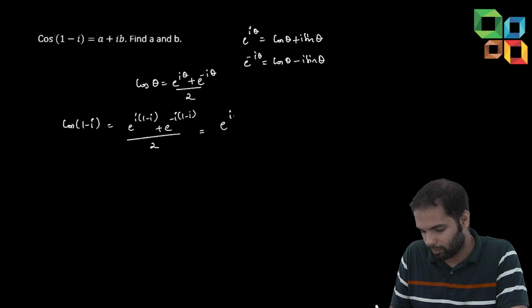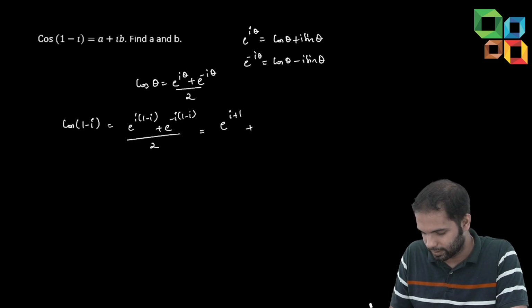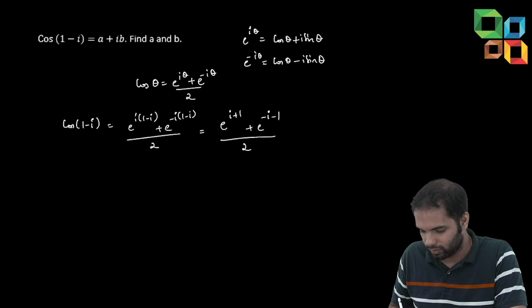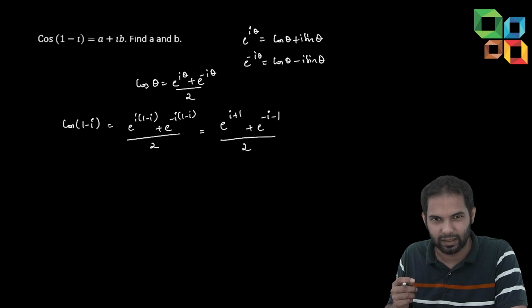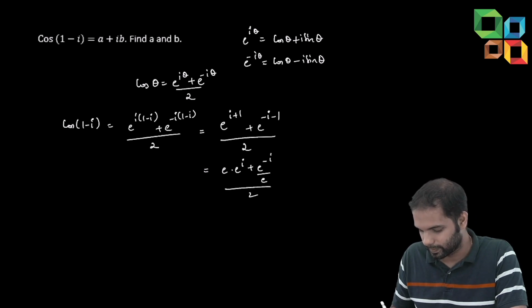Fine. What is it? e power i minus i square, which is plus 1. So minus into minus 1 is plus 1, plus e power minus i into minus 1. So this will be divided by 2. Now, we know what is e power i, but we don't know what is e power i plus 1. So what will we do? We will write this as e into e power i plus e power minus i minus 1, which is nothing but divided by e, divided by 2.